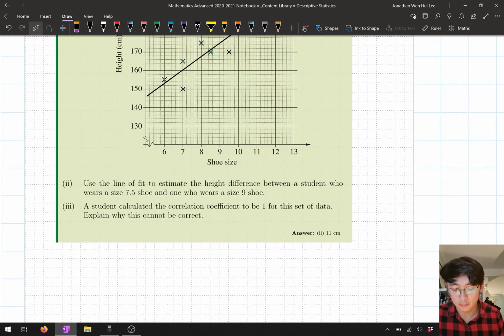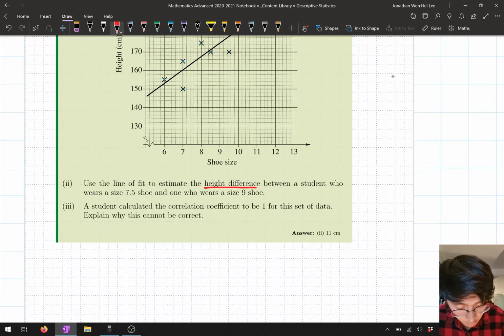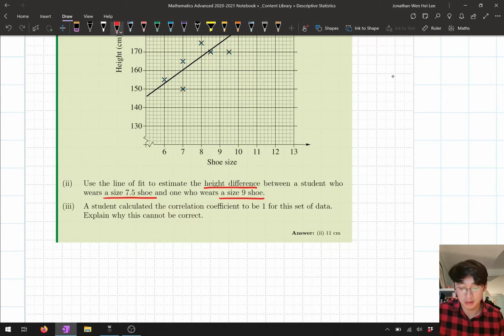The second part: use the line of best fit to estimate the height difference between a student who wears a 7.5 shoe and one who wears a size 9 shoe. Okay, so for this one, we want to find the height difference. I'm just going to underline a few keywords. Height difference between a student who wears a 7.5 shoe and a 9 shoe. Now, 7.5 and 9, these are the sizes of shoes. We're not just going to subtract the two because we want to find the height difference.